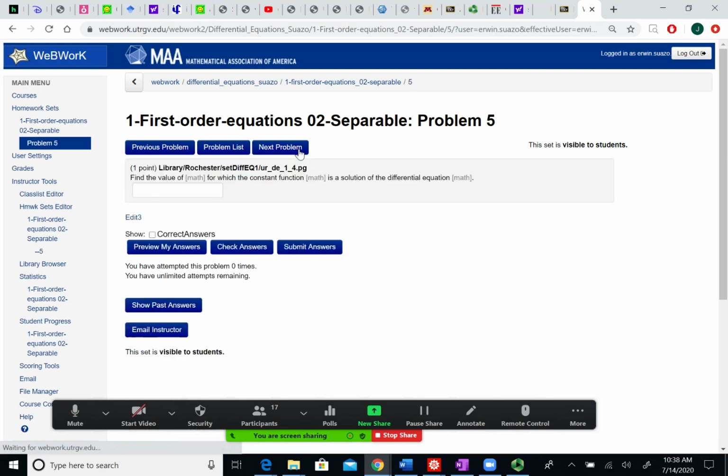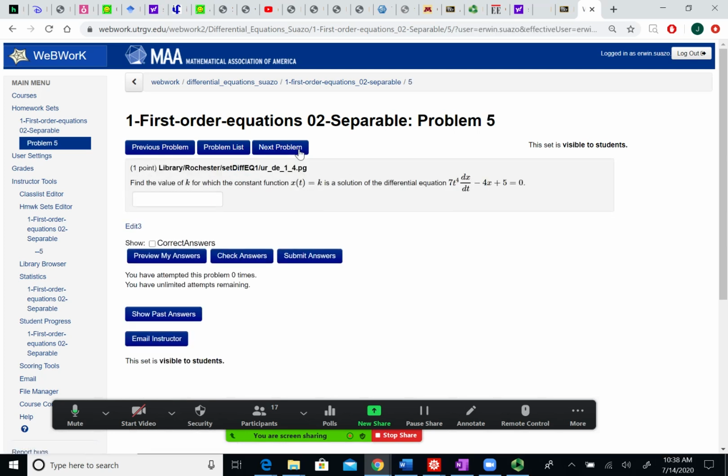Other one. This is easier. This is just to test your understanding. If x of t equals k, find the value for k for which the constant function x(t) equals k is a solution of this differential equation. Go ahead. I give you a minute to think about this. You need to plug in x(t) equals k in the equation.